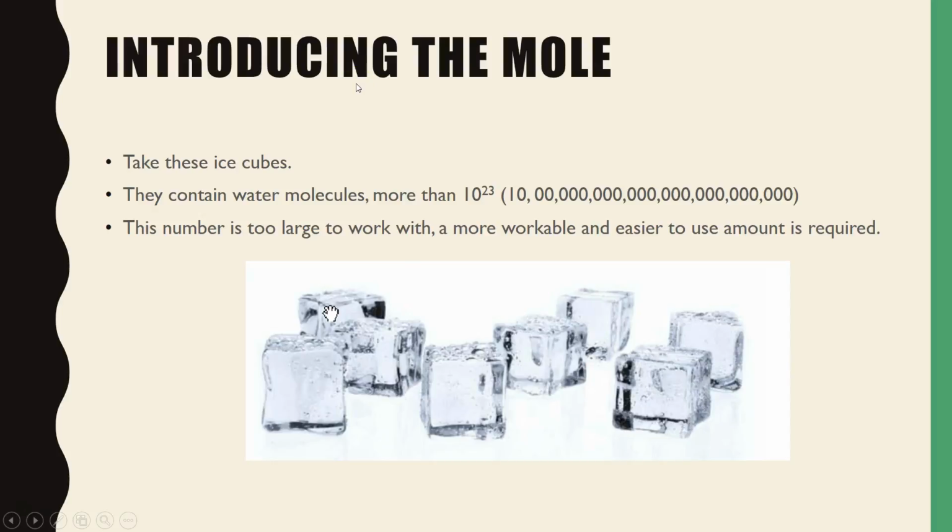So, for example, look at these ice cubes. These ice cubes have water molecules in them, H2O, just pure water, without any impurities. These water molecules contain more than 10 to the 23 molecules. It's just an enormous number to work with. If you had 2 ice cubes, it would become 2 times 10 to the 23. It's huge. The number's too large to work with, so we needed a more workable unit.